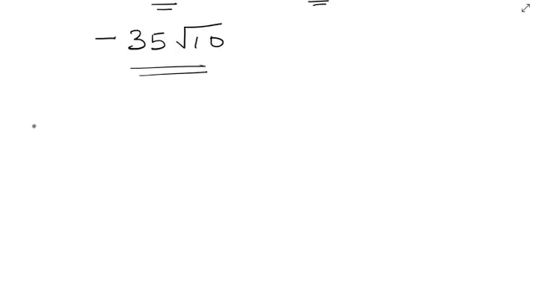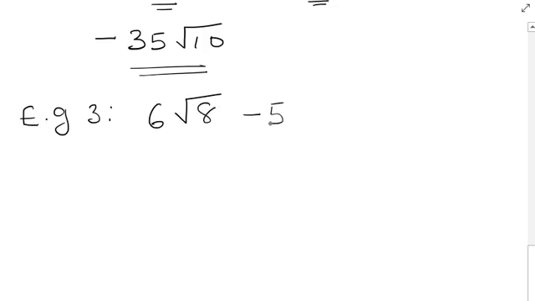Example 3 says 6 root 8 minus 5 root 2. First thing is to check the radicand. The radicand here is 8, the radicand here is 2, so they are not similar. We need to convert them to similar radicand. We always solve the radicand with the higher number first. We try to simplify that and see if we can convert it.